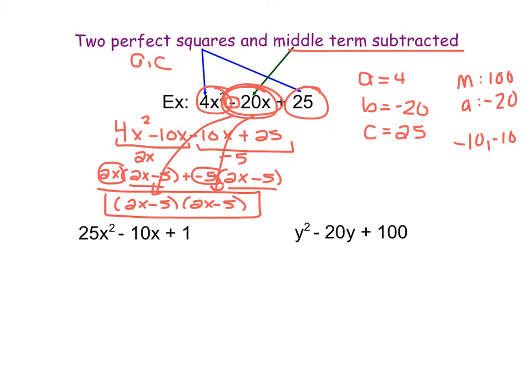So now let's look at the next example. Here I'm noticing that a is equal to 25 and c is equal to 1, both of which are perfect squares.